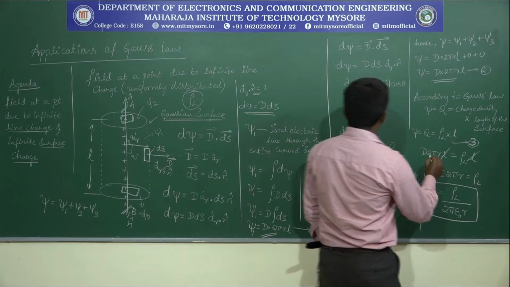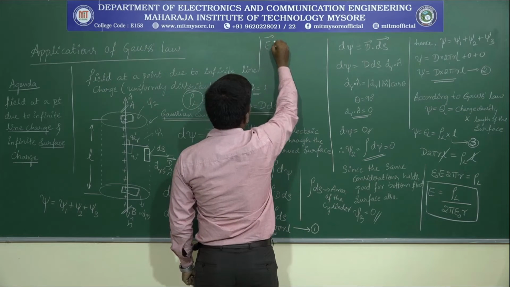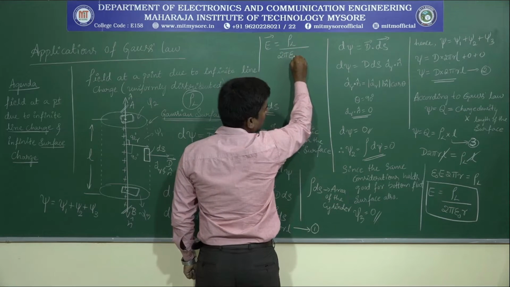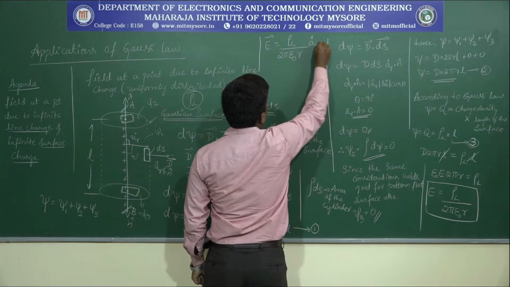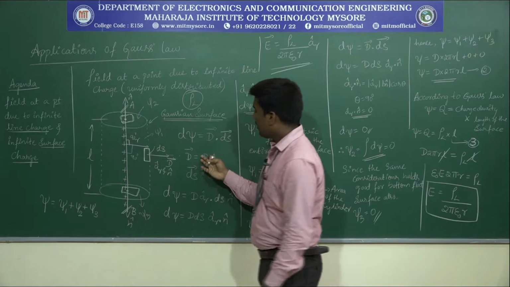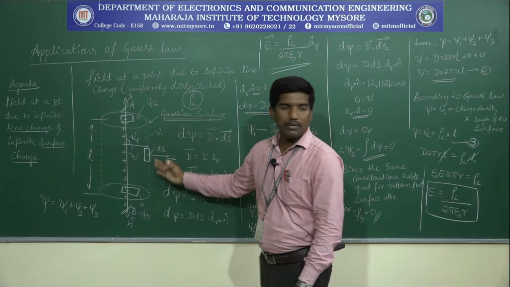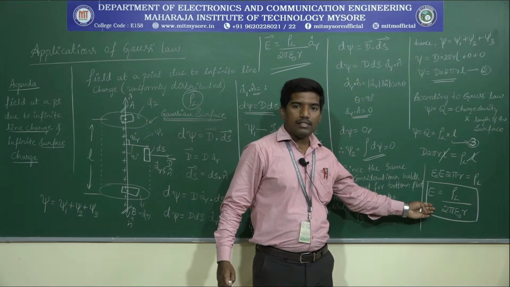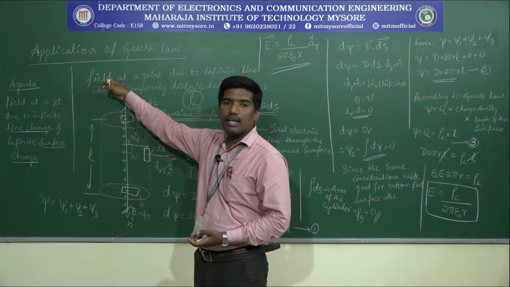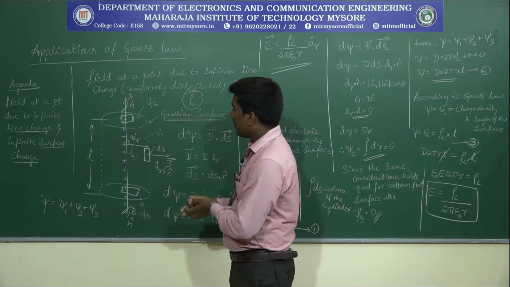If we want to represent the same equation in terms of vector, let me write here. In terms of vector, E is equal to rho L divided by 2 pi epsilon naught into R into A cap R. See, we have started with Gauss' law by considering flux density and elementary flux due to elementary surface area, but we have ended up with electric field intensity. Therefore, we can say Gauss' law can be applicable to calculate the electric field at a point due to infinite line charge.